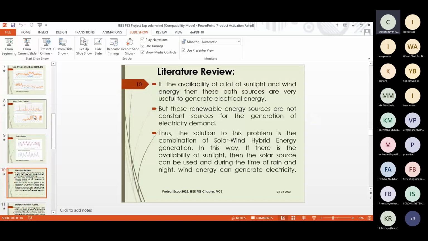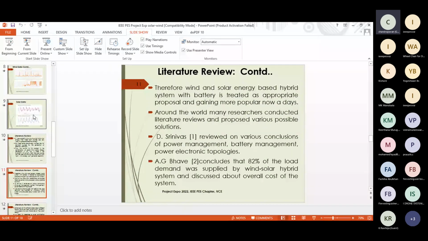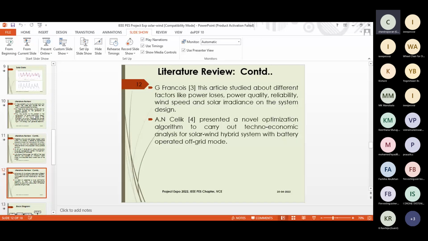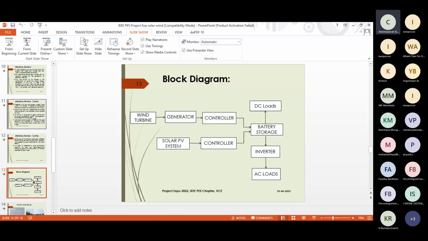As there is availability of a lot of sun and wind energy, both sources are very useful to generate electrical energy through the hybrid combination of these two systems. These are the references we have collected from various sources. And for the block diagram, my friend Venu will explain.